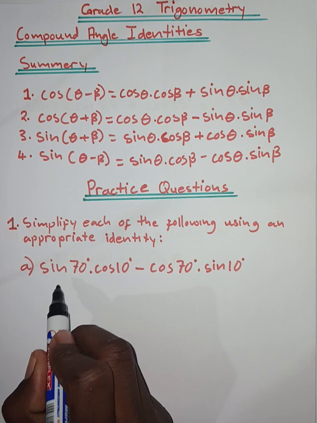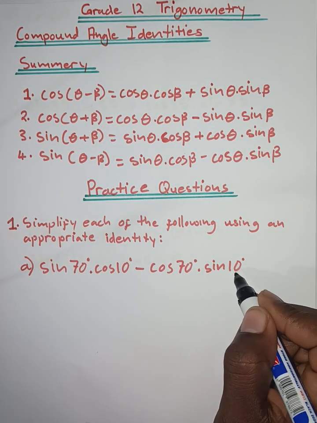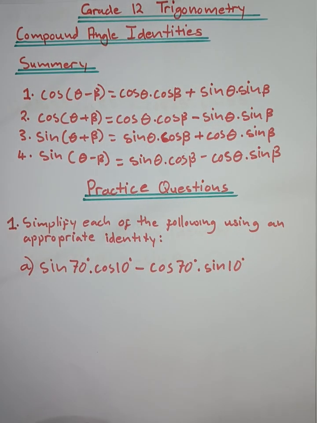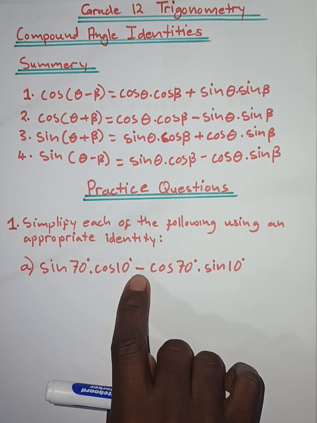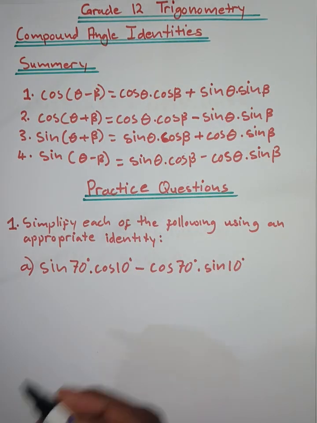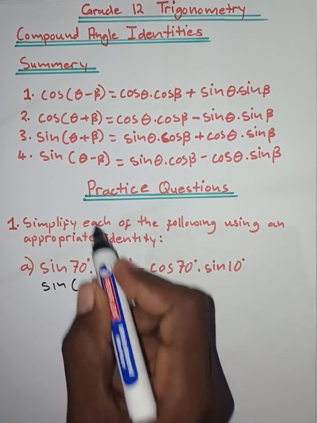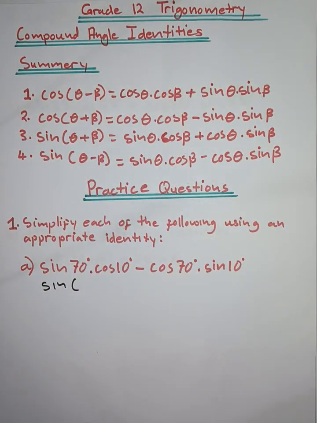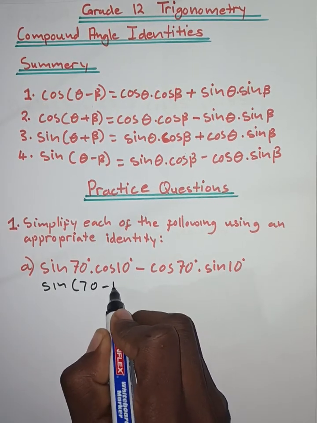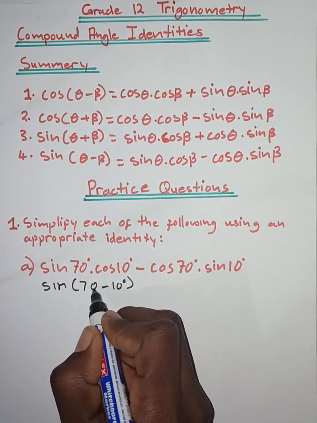So we must simplify sine of 70 multiplied by cos of 10 minus cos of 70 multiplied by sine of 10. You can see that the names do not match, so this is the sine identity. But which one has a minus? It would be the fourth one. What does it say? It says sine of the first angle minus the second, so this would be sine of 70 minus 10 degrees.